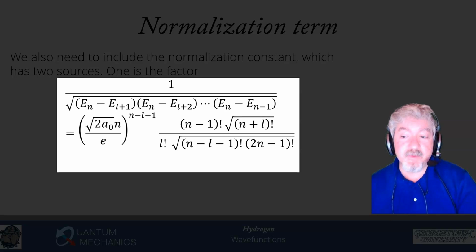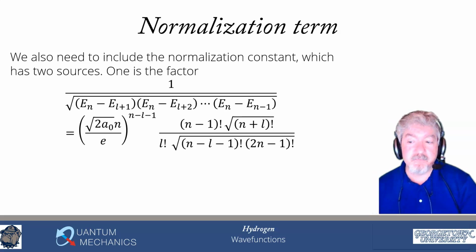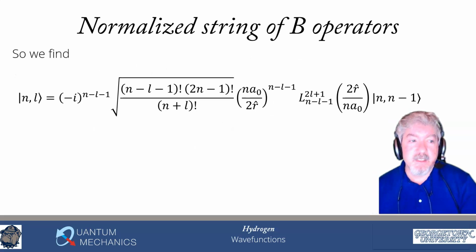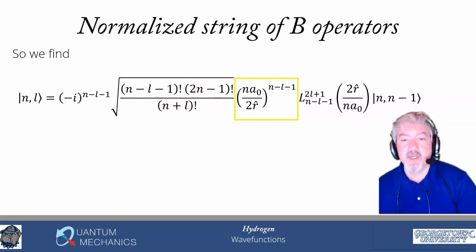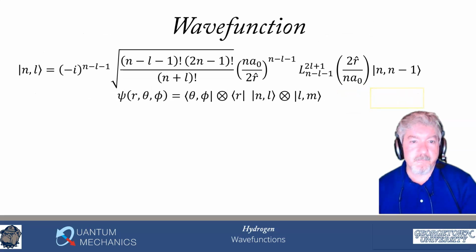I have to bring that in with all that other stuff that we had before to normalize that state of that string of b operators acting on the state. So I go ahead and do that. There are some cancellations that occur, and I've done that for you. We have this minus i to the n minus l minus 1. We have this n minus l minus 1 factorial, 2n minus 1 factorial over n plus l factorial, all square root. We have this power of na0 over 2r hat to the n minus l minus 1, the Laguerre polynomial, and the state that it's acting on.